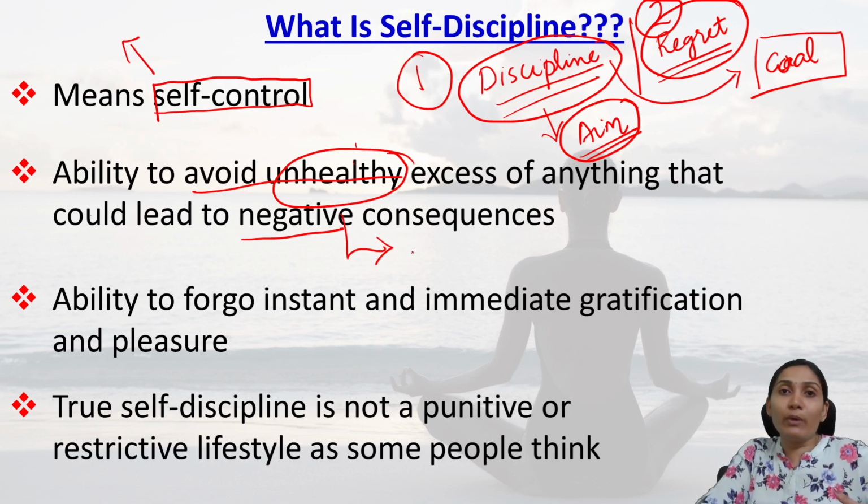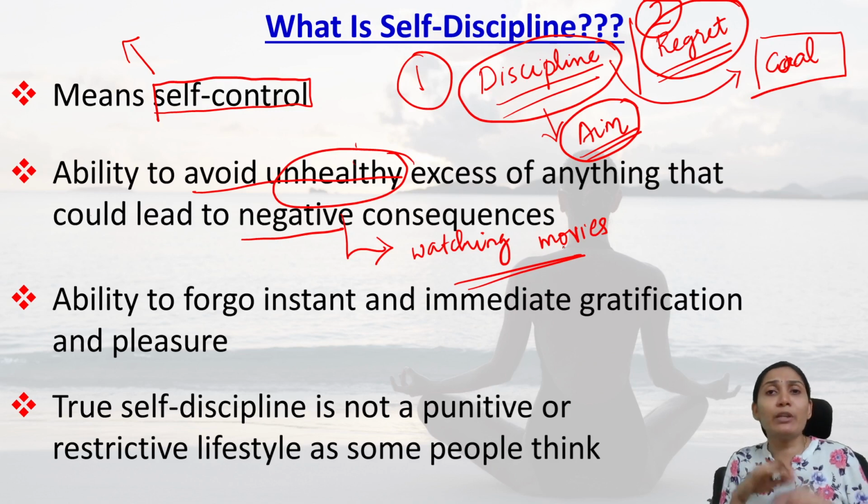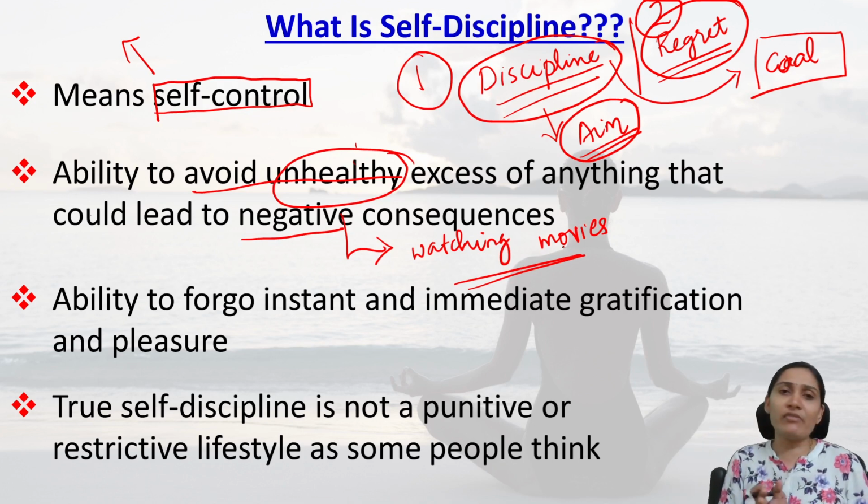For example, suppose you love watching movies. Even I do love watching movies. But what happens if you're preparing for a competitive exam? You should maintain a balance between your interest or your pastime and what you are pursuing. So you cannot always watch movies. You have to find time for movies, certainly. You should have some pastime, but you should be able to control the amount of time that you dedicate to watching movies or your favorite pastime. So this is self-discipline, avoiding unhealthy excess. Watching movies to an extent is not unhealthy, but if it crosses the limit, if the time limit is crossed, then it can have negative consequences.